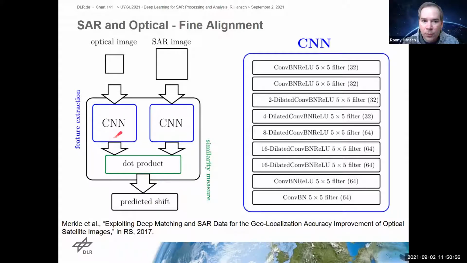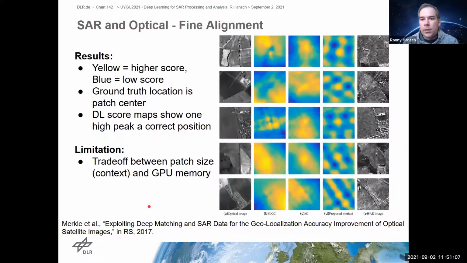I have two streams. One takes care of the optical image, one takes care of the SAR image, and then I estimate the corresponding shift. All right, and again, not surprisingly, it works quite well. Here you see some results. The first column is the optical image, the last column is the corresponding SAR image. And what you see in between are the score maps, where bright yellow means a very high score and blue means a very low score.